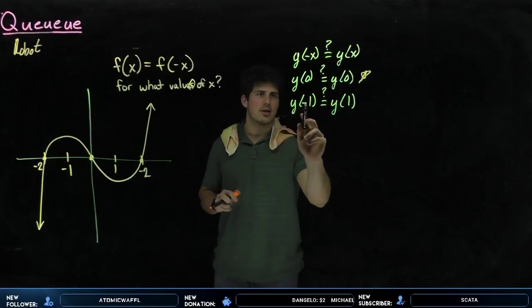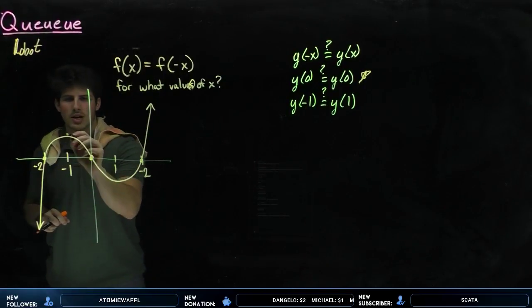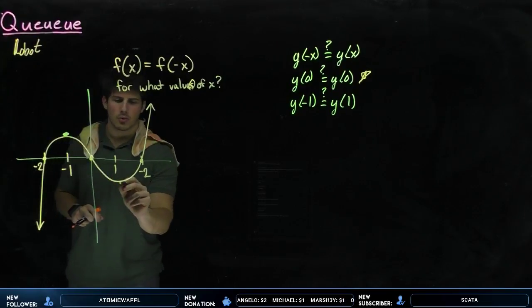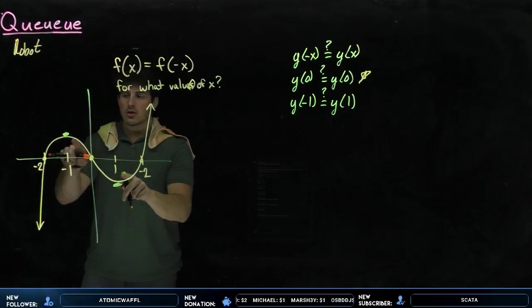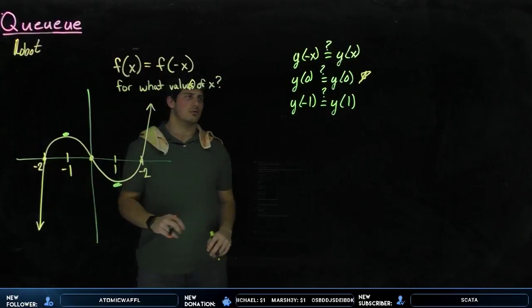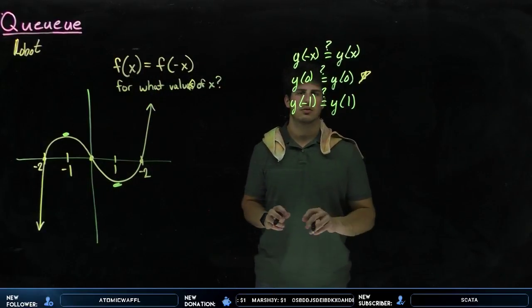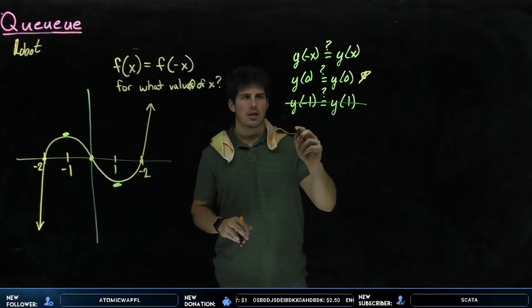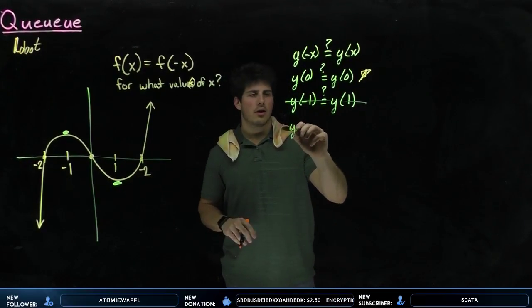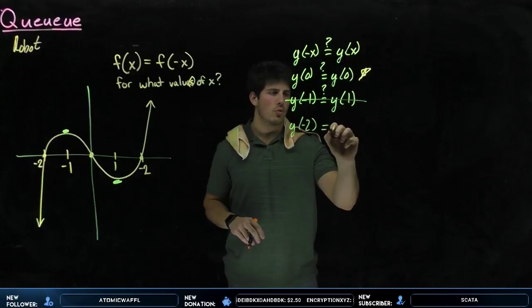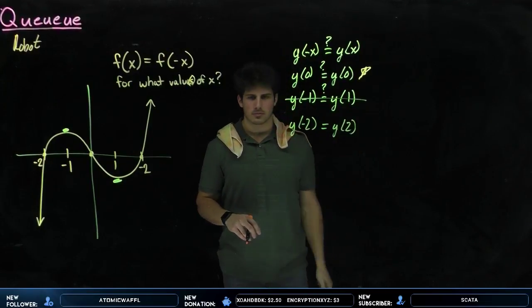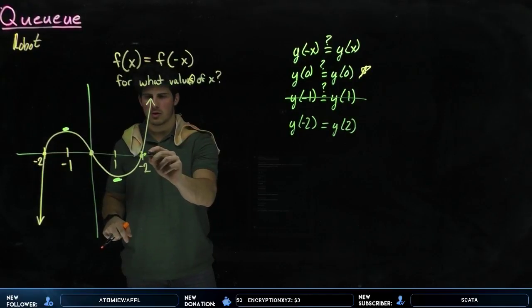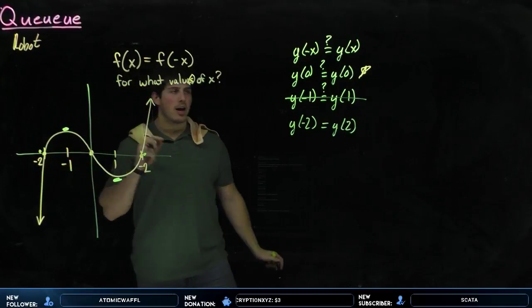Well, let's look at this. At x of negative 1, I am right here. At x of positive 1, though, I am down here. Those 2 points are not equal. So that does not work. Okay? Let's keep going. Y of negative 2, is that equal to y of 2? Well, at 2 I'm at 0, and at negative 2 I'm at 0. I like that. Those work.